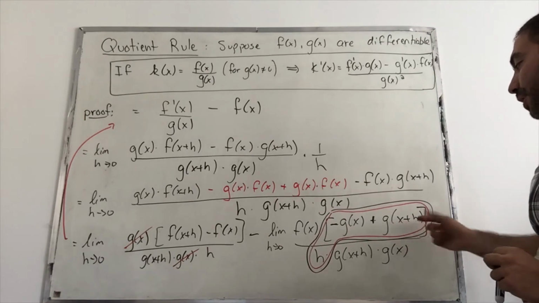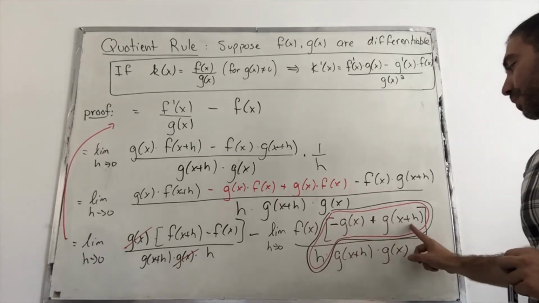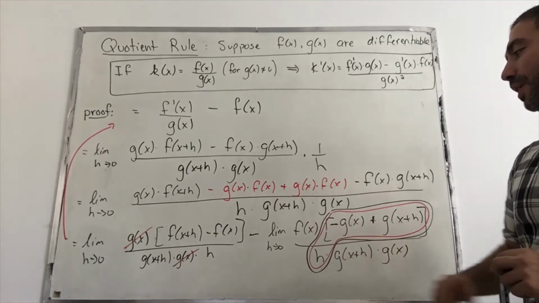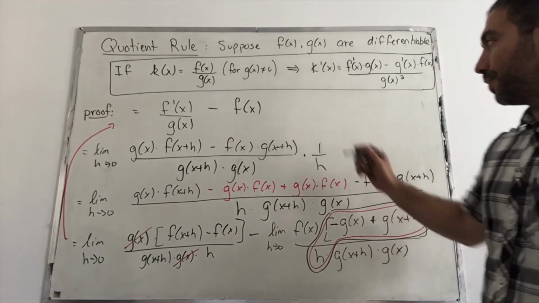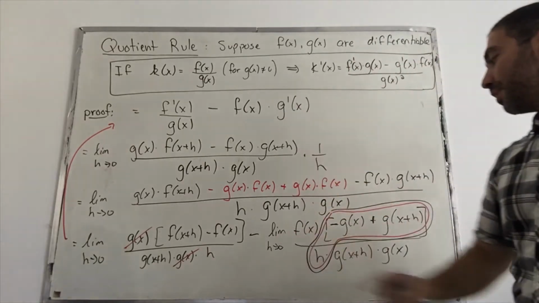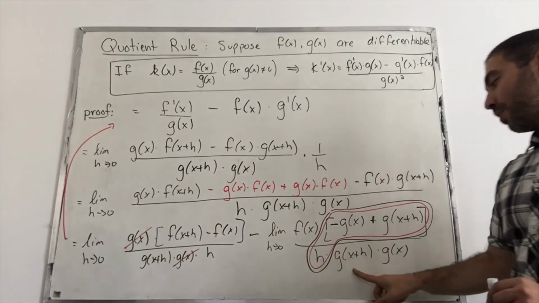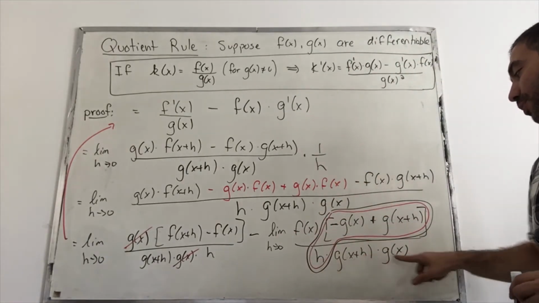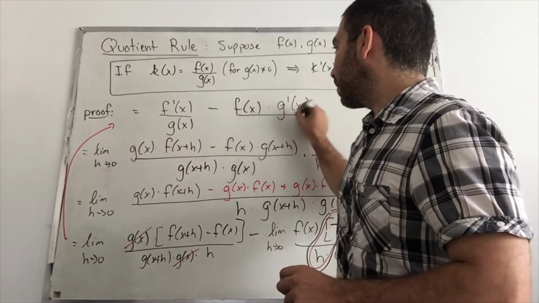We have g of x plus h. If I put this on the other side, it's g of x plus h minus g of x over h. And this is the limit definition of a derivative for g of x. So we get g prime with the limit. And again, if we take the limit on the denominator, the h goes to 0. So we have g of x times g of x, giving us over g of x squared.